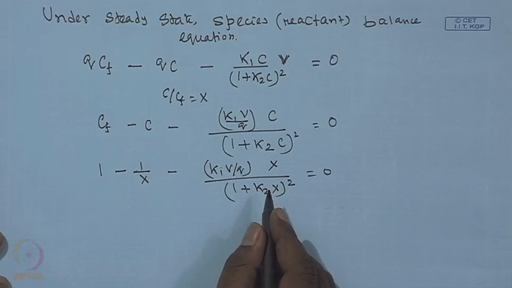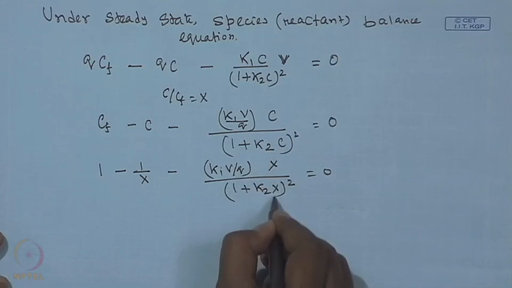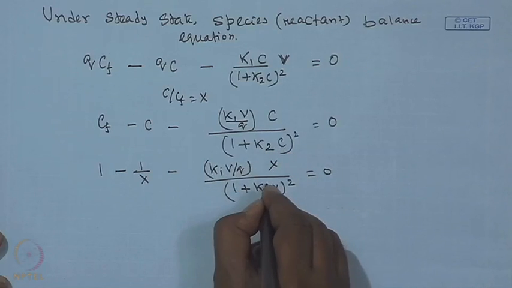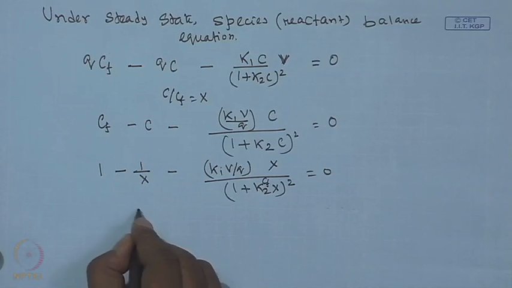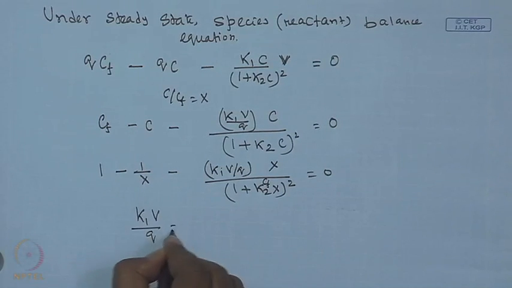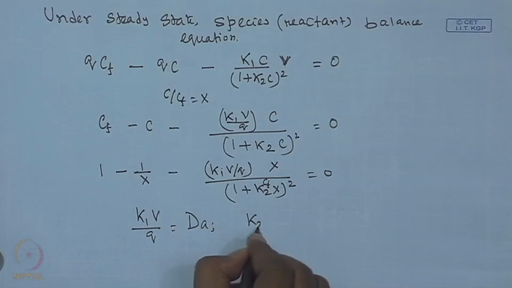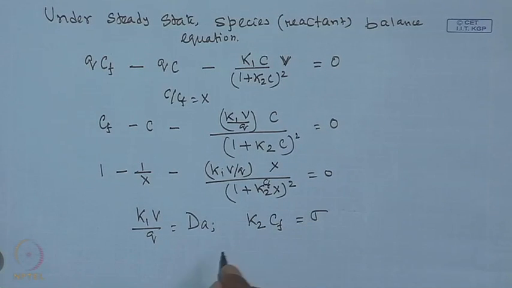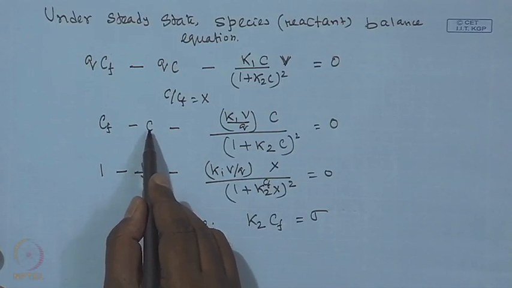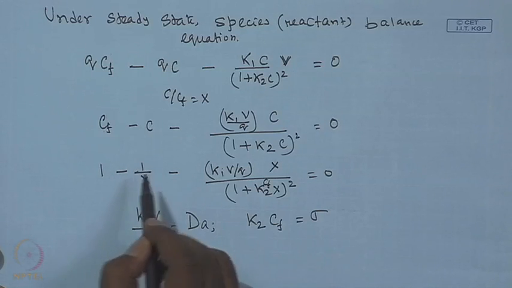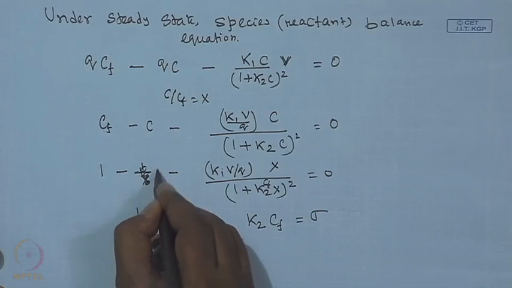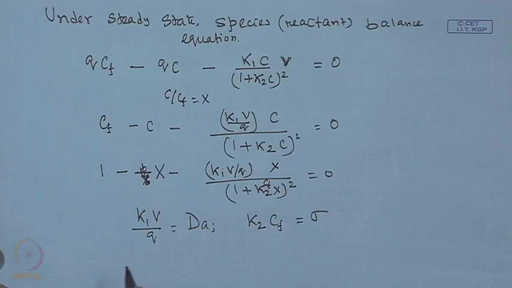So, in this particular equation, this should be K2 times Cf. We multiply and divide by Cf, so there will be a Cf here. So, we have the evolution of the non-dimensional parameters: K1 V by Q is nothing but the Coulomb number, and K2 times Cf is nothing but sigma, as we described earlier. Okay, there is a mistake here. If you divide by Cf, this becomes 1 minus C by Cf. So, it will be x, not 1 over x. So, this will be x only.